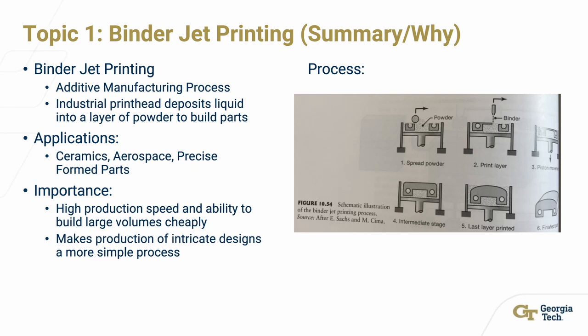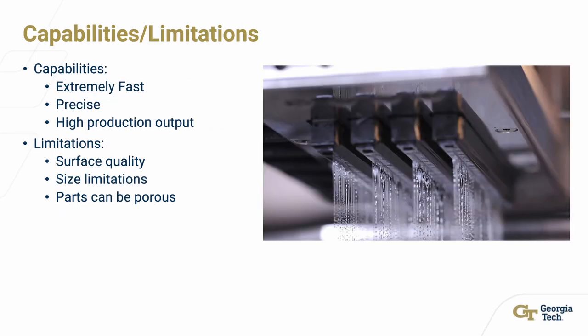It's really important, and I find it really captivating because it allows for really high production speed and the ability to mass produce large volumes of whatever parts. So that's where you can go ahead and essentially use it for creating really large volumes. And it makes production of intricate designs a much more simple process and can really spread that quite a bit. Capabilities and limitations: it is extremely fast, extremely precise, and you can use it in very high production outputs.